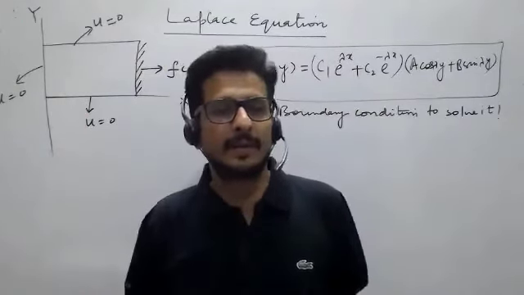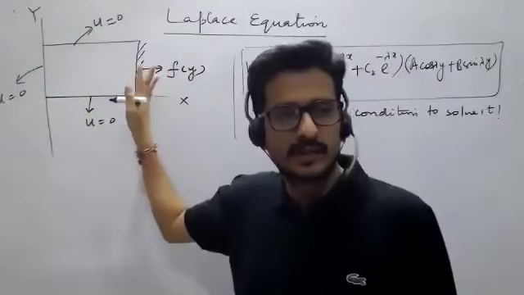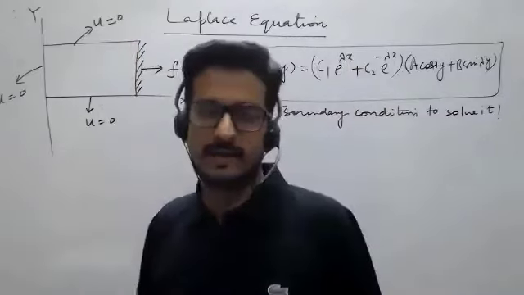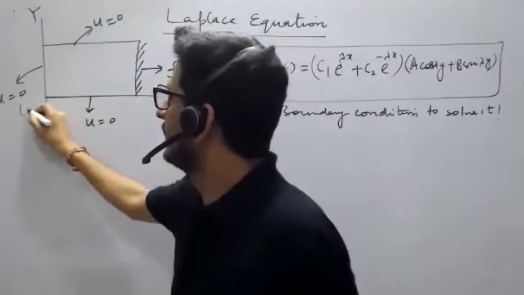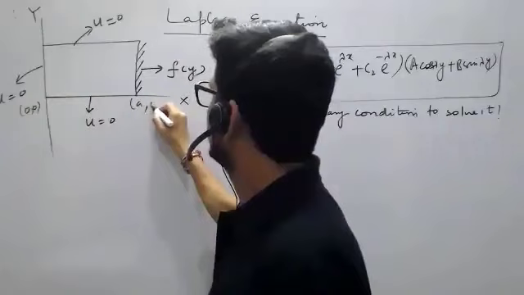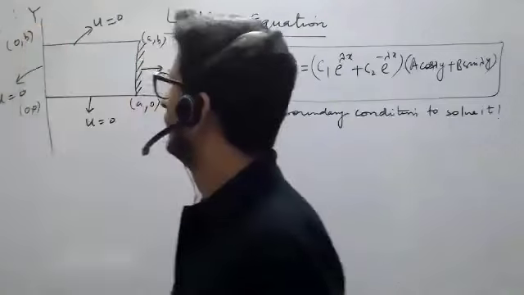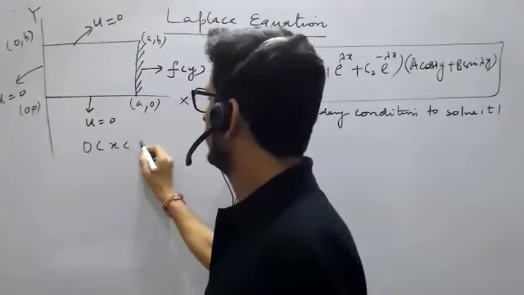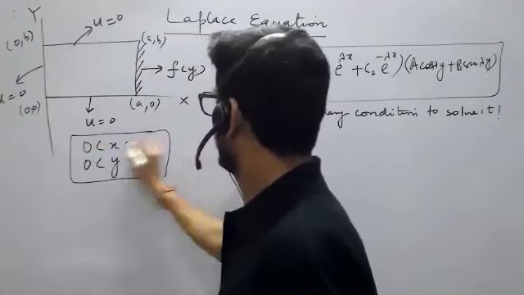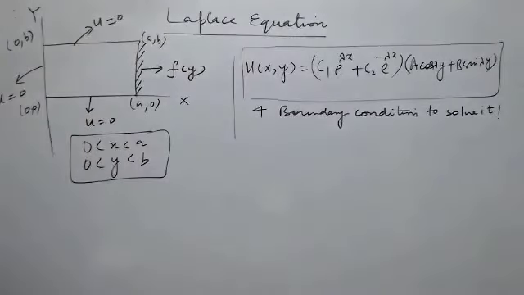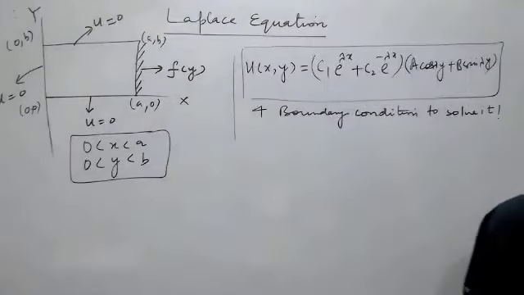And if I make this a heat problem, then these three are in touch with 0 degrees Celsius, and from this side there is some source of heat which is giving you f(y). Okay, and this is (0,0), this is (a,0), this is (a,b), and this is (0,b). So that means x goes from 0 to a and y goes from 0 to b. Please see this. x goes from 0 to a and y goes from 0 to b.